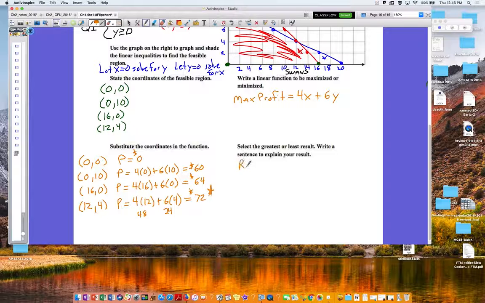So, to answer the final question, Ray should make, in this case, 12 X's, which is swans, 12 swans, and the Y value was 4 giraffes, to make a profit of $72 for the charity.